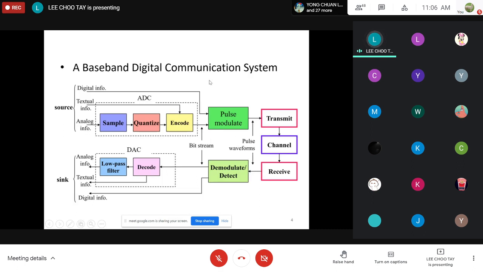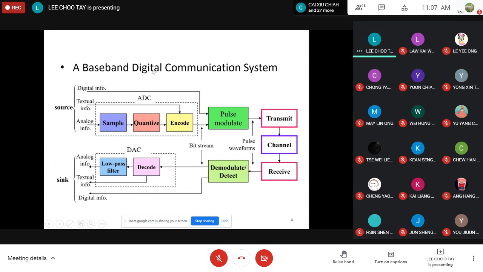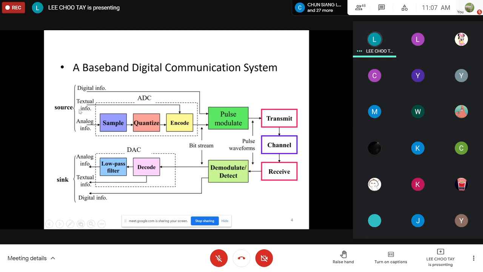Okay, this slide shows you the block diagram of a baseband digital communication system. All right, so as far as this digital communication system is concerned, as the name digital suggests, the information that we're going to transmit has to be digital. All right, so if your source or the information you want to transmit is not in digital format, then you have to do the necessary conversion first. All right. So, for example, if your source information is text, let's say a page of text info, then you have to convert the text into the bit form first.